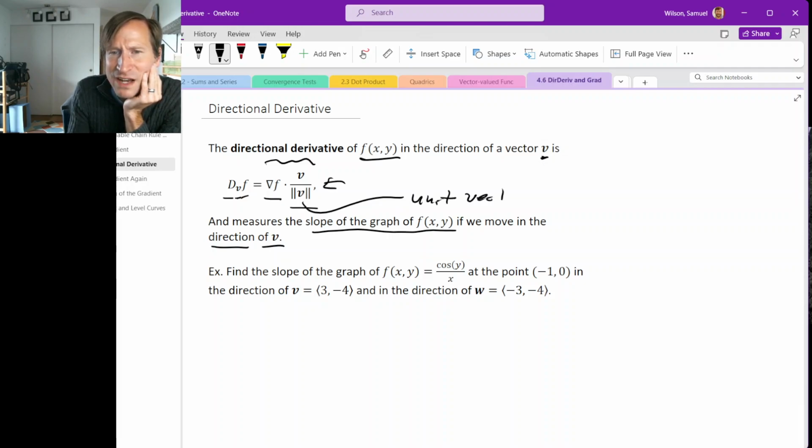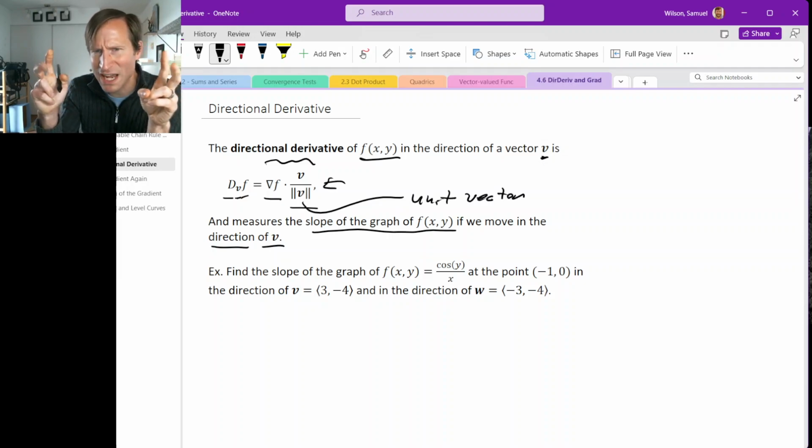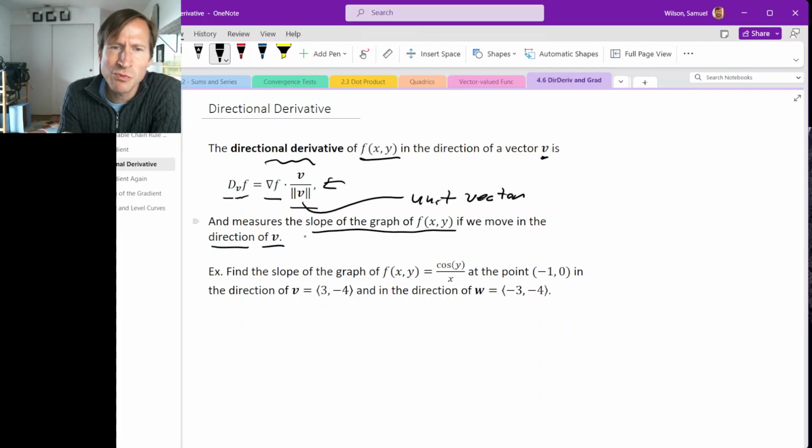And remember, unit vectors represent sort of pure direction. So that's why we get a slope and not a rate of change with respect to time. Time is out of the picture because we've divided by the magnitude of v here. And what we're left with is pure geometric information about the shape of the graph of f.